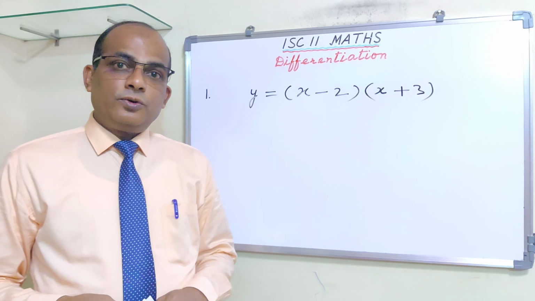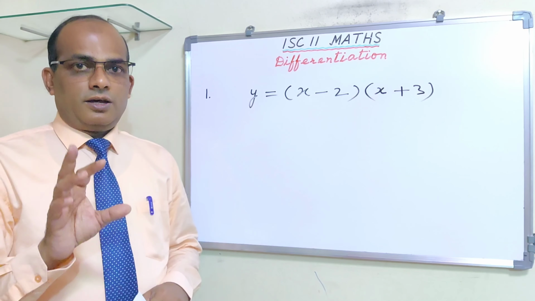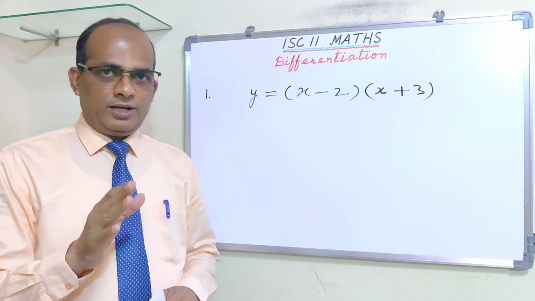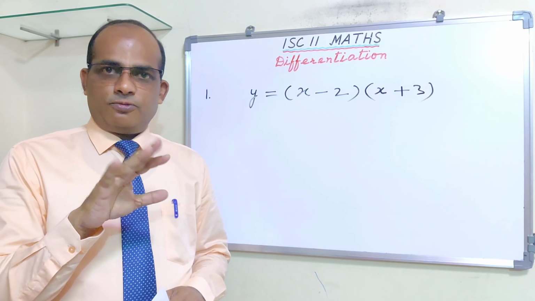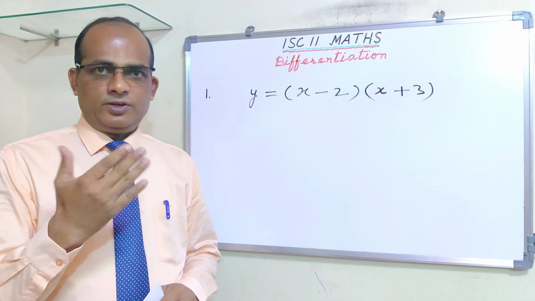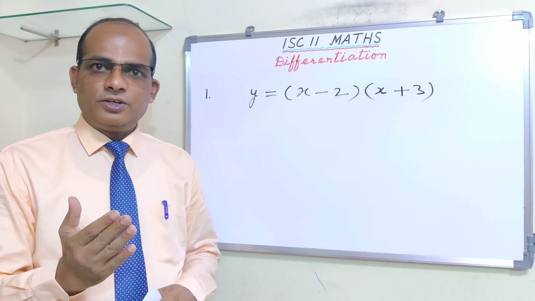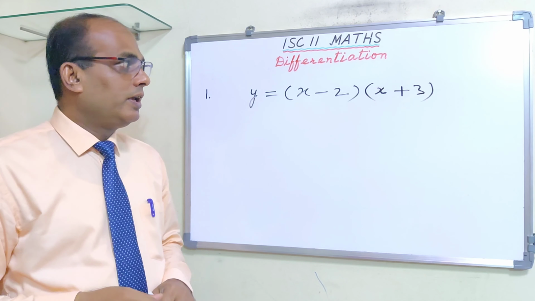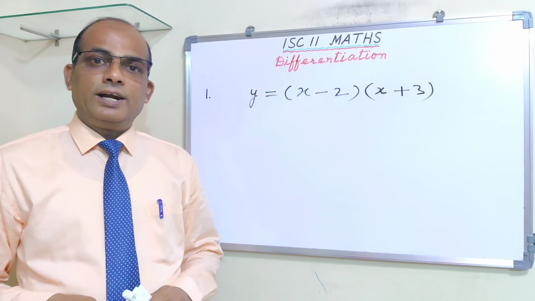Okay, but today we are going to use the UV formula, the product of two functions, and the formula is: if y is equal to uv, then dy upon dx is equal to first function into derivative of second plus second function into derivative of first. This simple formula we are going to use. Okay, now once again you look at the screen.